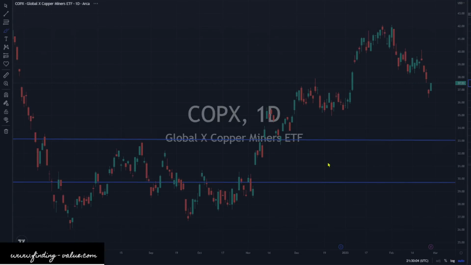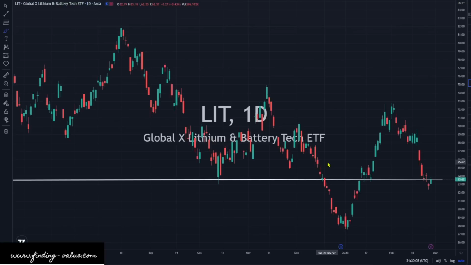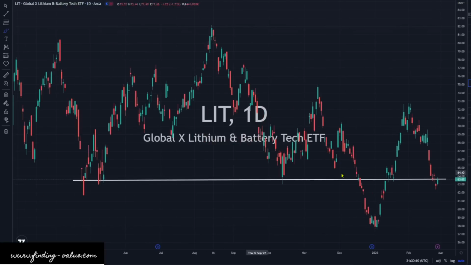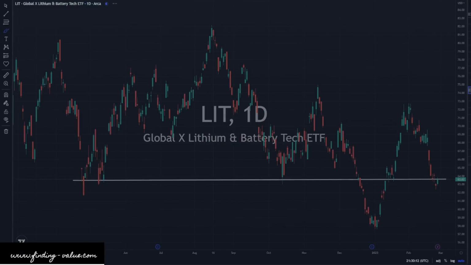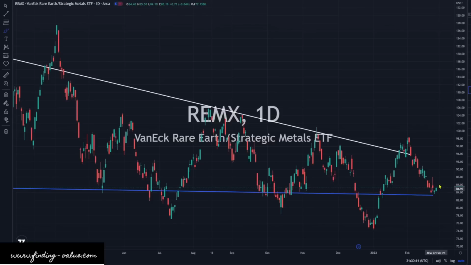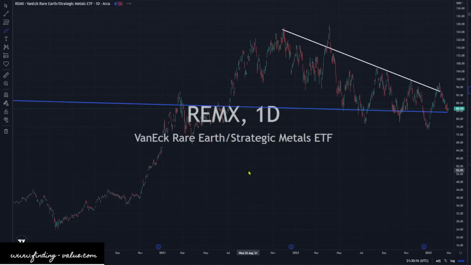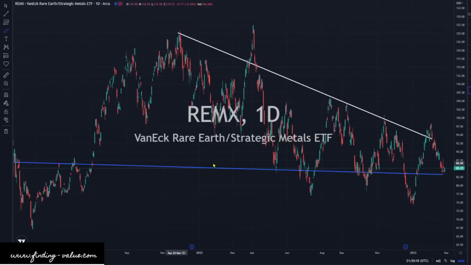LIT, this is the lithium ETF, up 1.2%. We're right on support. Right on support. REMX also on support, getting a bounce higher. Not really much to say there. Long term, it looks good to go higher.